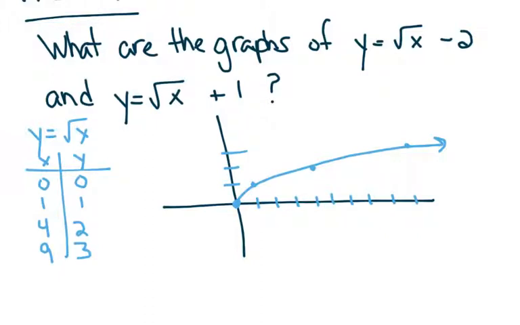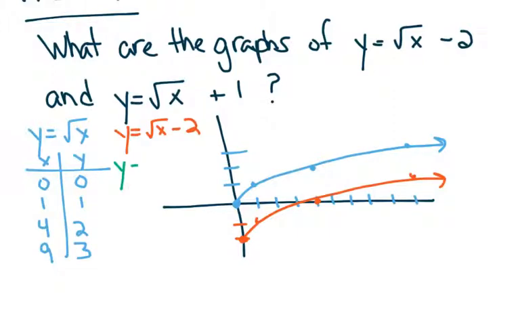So now, what if I want to graph y is equal to the square root of x minus 2? Well, just by looking at the equation, I can tell you that the graph gets shifted down 2 units. So why don't I just take those 4 dots and move them all down 2 units? So this one goes down 2, down 2, down 2, down 2. So here would be the graph of the square root of x minus 2.